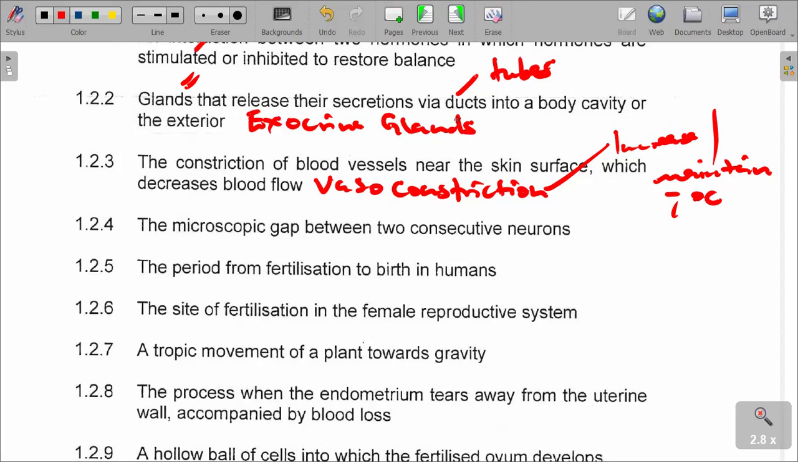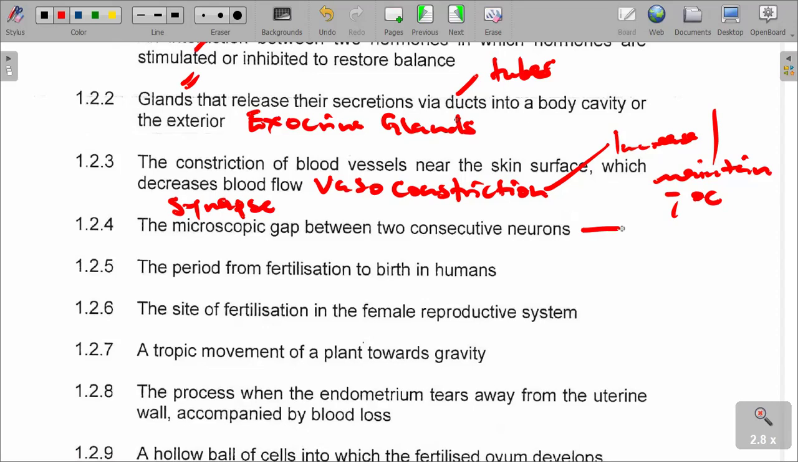The microscopic gap between two consecutive neurons. I was just illustrating on question 1 that neurons have a microscopic gap between them. It's called the synaptic gap. It's called the synapse. It is the microscopic gap between adjacent or consecutive neurons.